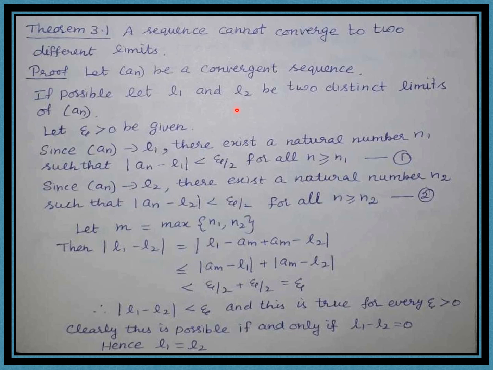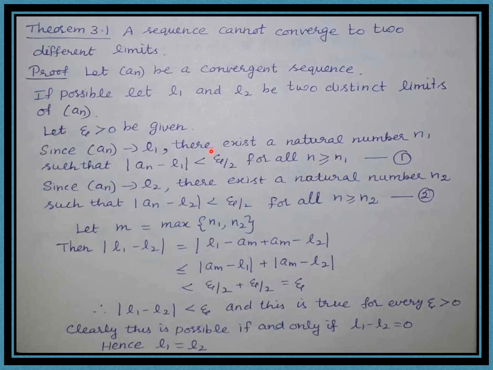For the convergence, the main assumption we need is epsilon greater than 0 given. So we are choosing an epsilon value that is greater than 0. That may be a very small value or a little bigger value depending upon the sequence an. Now, as sequence an converges to L1, by definition there exists a natural number n1 such that absolute value of an minus L1 is less than epsilon.